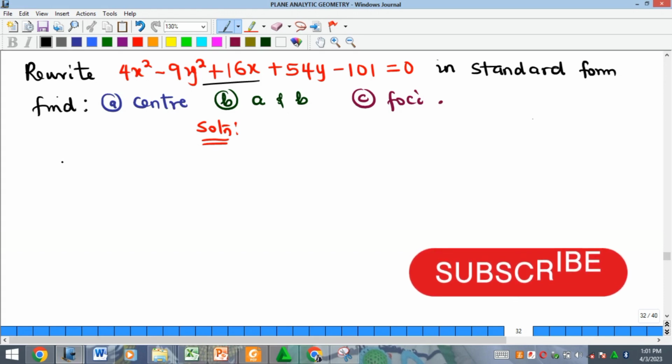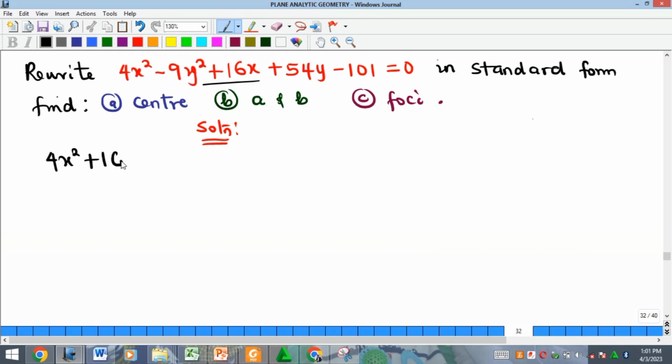Just the same process. I am going to write my 4x squared, and then I'll bring the x to it, and then the next is my minus 9y squared, and then I'll bring the 54y. In this case there's another term for y, and then I will take the constant to the other side, and that will give me 101. So what do I do next?